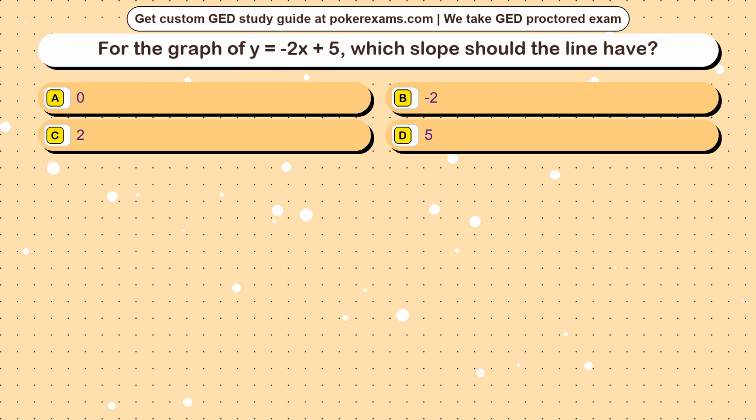Question 25. For the graph of y equals -2x plus 5, which slope should the line have? Option A is 0. Option B, -2. Option C, 2. Option D, 5.